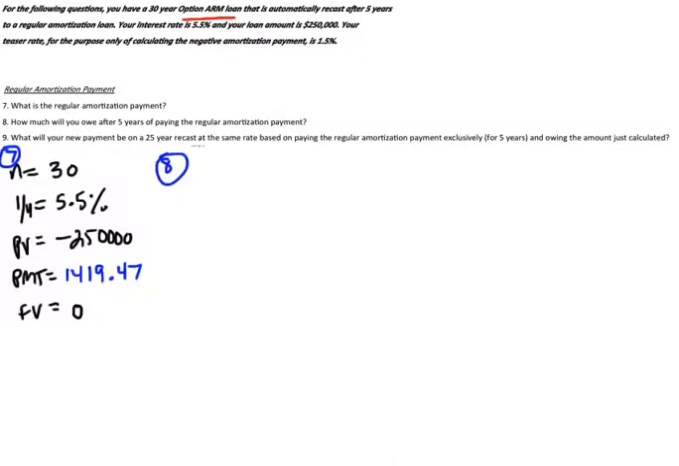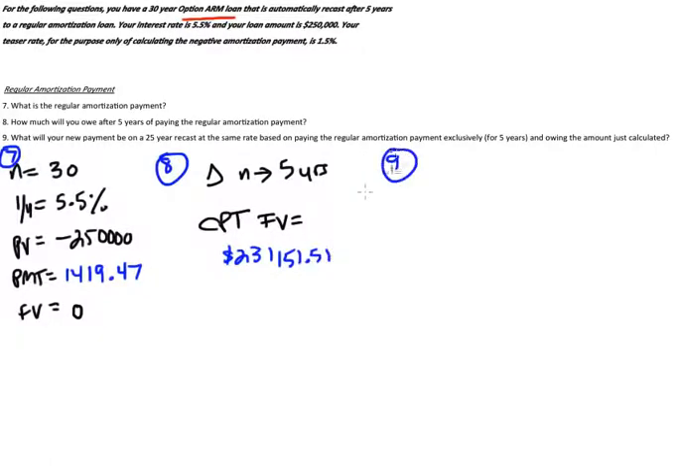Now, when I move to number 8, this is a technicality. Well, no, it's not actually, but I need to find out what I owe after 5 years. So I'm going to change N to 5 years. So I'm going to do 5 N in my calculator, and then I'm going to compute my future value. And when I do that, it's going to tell me that in 5 years the amount that I owe will be $231,151.51. Now, why do we have to do that?